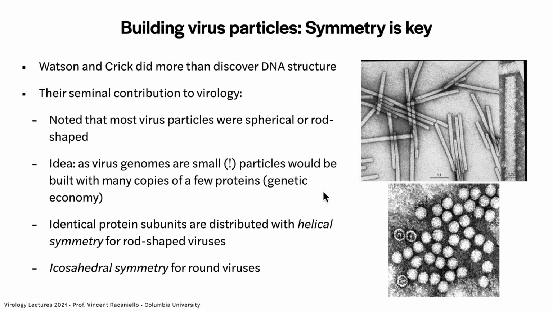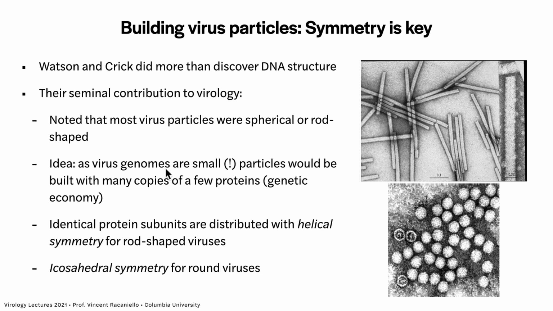So they had this idea. They said, because virus genomes are small, and I put an exclamation mark there because now we know they're not small anymore, well, they're small genomes, so the proteins can't be very big that make up these particles. So they have to be one or a couple of proteins repeated many times, which we call genetic economy. And we know for the giant viruses that's not true anymore. But the giant viruses don't have this kind of symmetry, so it still makes sense in a way.